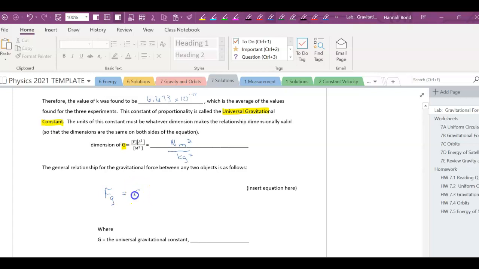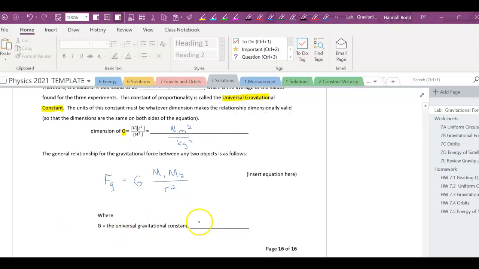Okay, we're just going to rewrite that merged equation. Gravitational force equals G, this universal gravitational constant, times mass 1 times mass 2 divided by the distance squared, where G is the universal gravitational constant. It's 6.673 times 10 to the negative 11th Newton times meter squared divided by kilogram squared. Okay.